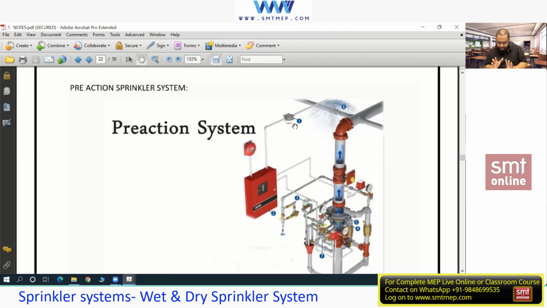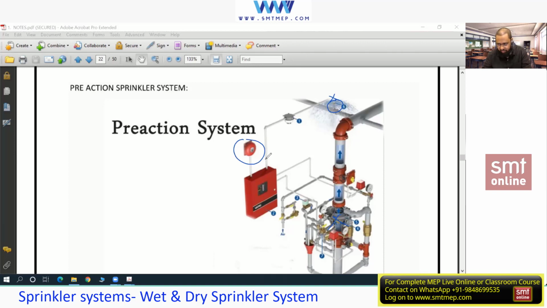The first case is pre-action. In case the sprinkler breaks accidentally, but there is no fire, what happens? Only the initial alarm will activate and compressed gas will release. The initial alarm is for maintenance people, so that they can replace this sprinkler. But this valve will not open, the pump will not switch on, and the main alarm or the water gong will not activate. This is the pre-action. Getting the point?